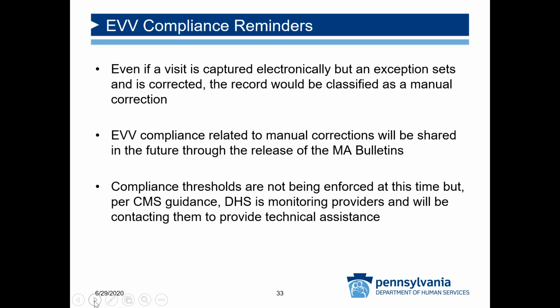Even if a visit is captured electronically, but an exception sets and is corrected, the record would be classified as a manual correction. Acceptable reasons for a manual edit are you are missing required visit information, that is one or more of the required items, or you have to make a correction or change to one of the data elements because it was incorrect. So the service or the participant, the caregiver, the agency, or the time of care were incorrect, so you needed to go in and change that to make it correct.